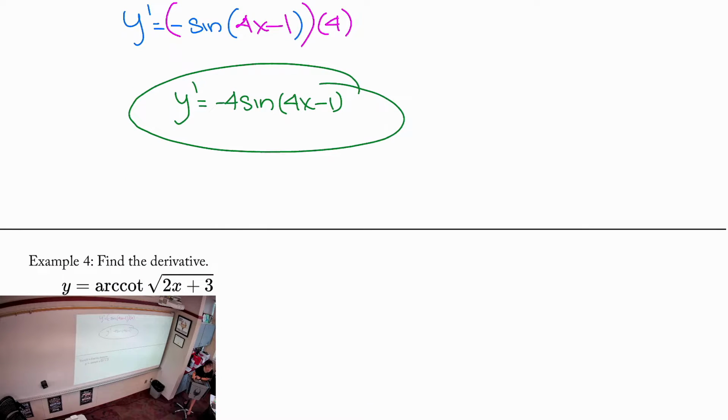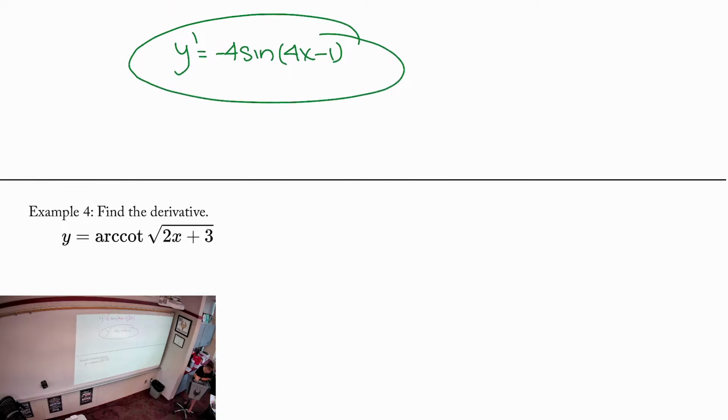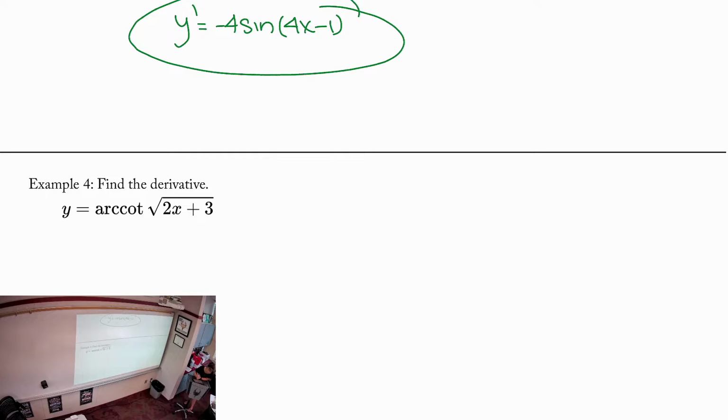Why are there so many examples? I tried to do more examples in this one because there's inverse trig, there's regular trig, and there's also logarithms. Alright, so your outside function is arc cotangent. And then, look at this. You got an inside function and another one.